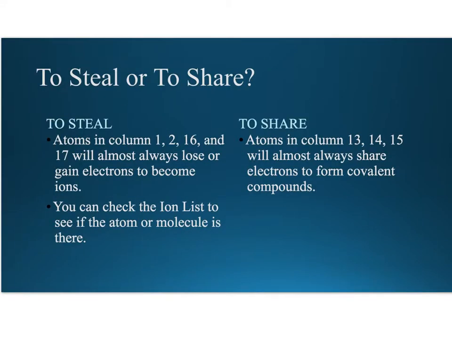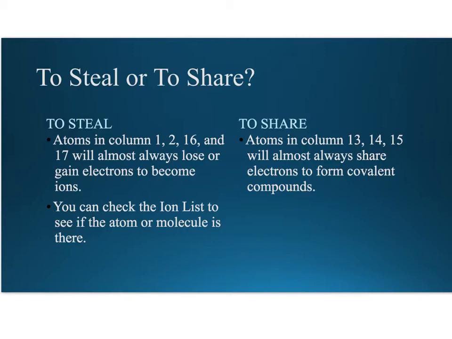So the question now becomes to steal or to share your electrons. So when we're talking about stealing electrons, we're talking about making ions and ionic bonds. And so those atoms are almost always from columns 1, 2, 16, and 17. So columns 1 and 2, we're talking about things like lithium and sodium and beryllium and magnesium. And in 16 and 17, that's where we've got oxygen and sulfur and fluorine and chlorine. So these guys will almost always lose or gain electrons to become ions, and ions form ionic bonds.